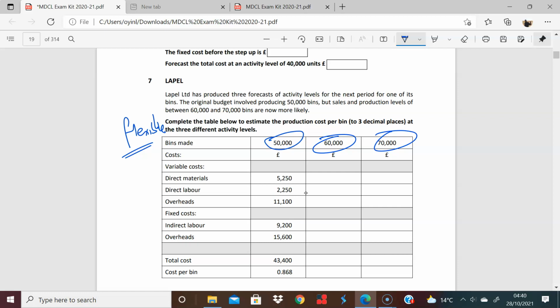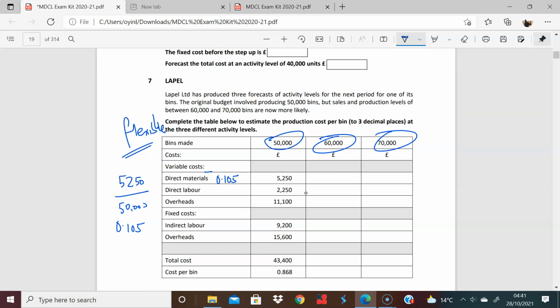So what do we have? You have some total amounts for making these bins, and these are all variable. So technically, we can find the variable cost of making each bin and then apply that right across. Let's do it for the 60,000. The total cost of materials for 50,000 bins is 5,250. Therefore, for one bin, it must be 5,250 divided by 50,000, and that takes us to 0.105. I'll write that here.